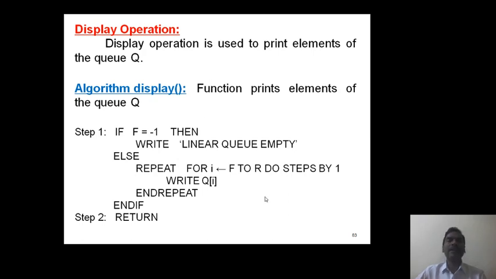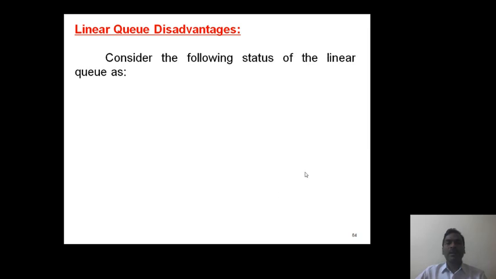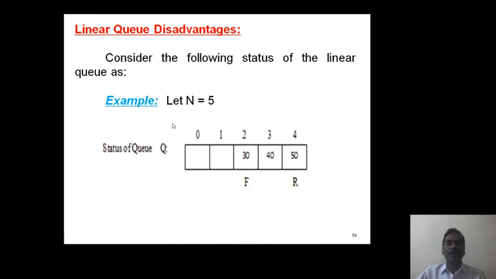So these are the different types of operations that can be applied on a linear queue. Now, finally, the disadvantages of a linear queue. Now assume at one particular stage the status of the linear queue is as shown. Here the size of the queue is 5. Now we insert some elements into the queue and we perform deletion operations. So at this time, assume F points to index 2, R points to index 4.